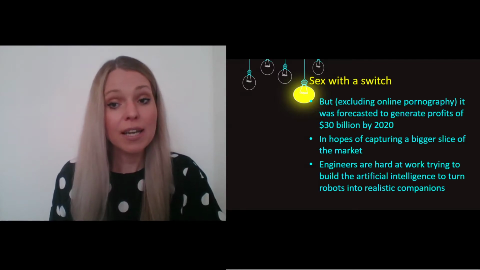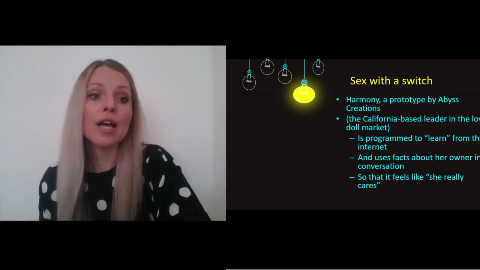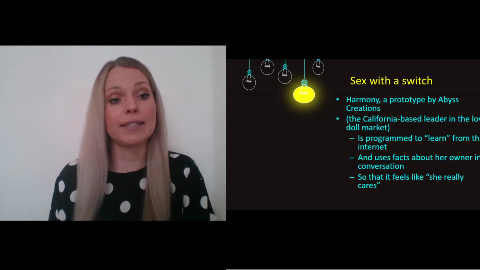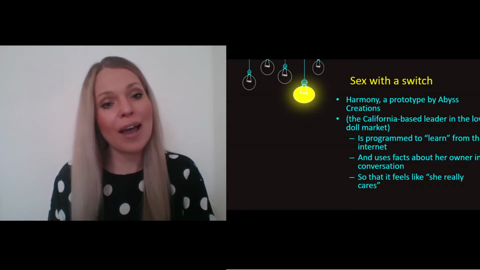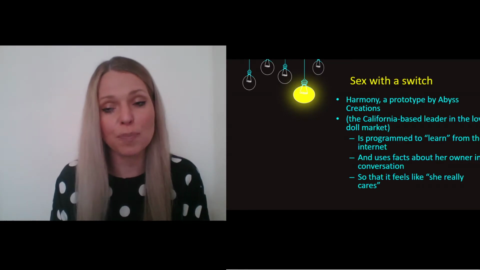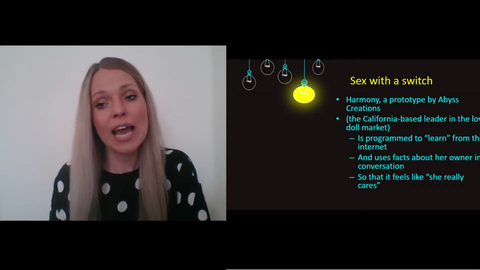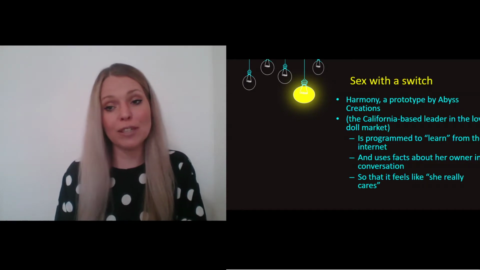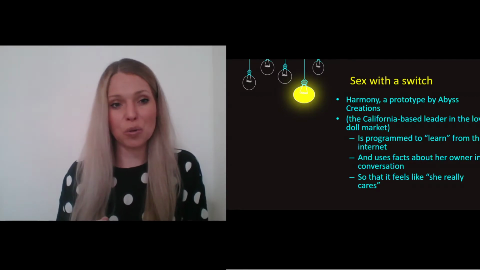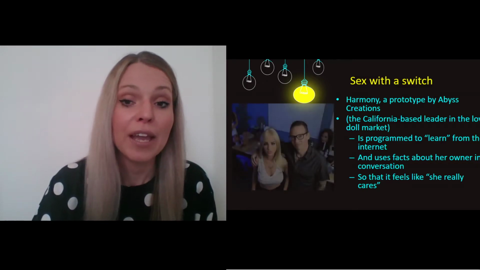Engineers have been working hard trying to build these artificial intelligence robots as well, and they've managed. Not super good, not absolutely perfect at the moment, but let me show you after Roxy what Harmony has put to the table. She's been around for about 3 to 4 years, I'm not sure exactly. Comes from Japan once again. Practically it's a prototype coming from Abyss Creations, and it's programmed to learn from the internet, as I've mentioned, and uses facts about her owner in conversations as well. It's interesting that they call it an owner in the book as well, so that the owner would believe that she really cares.